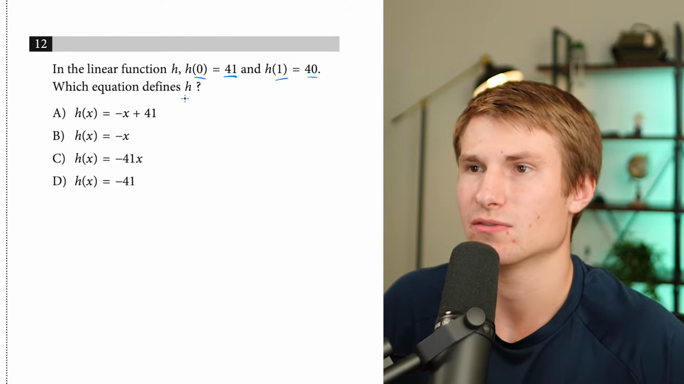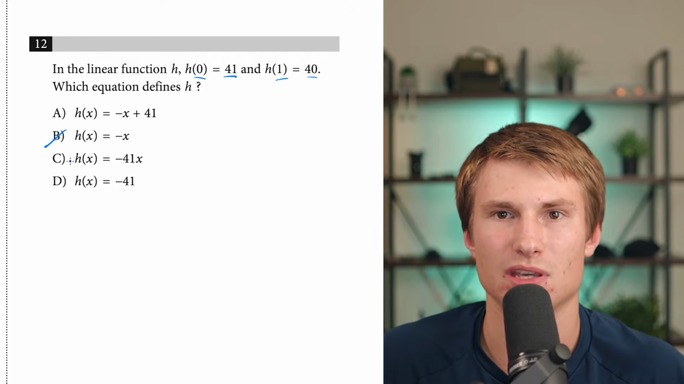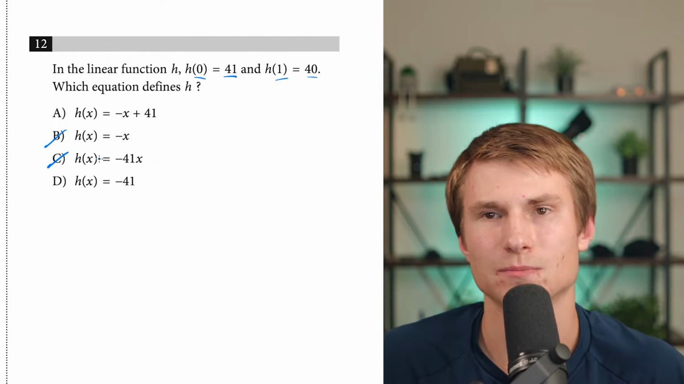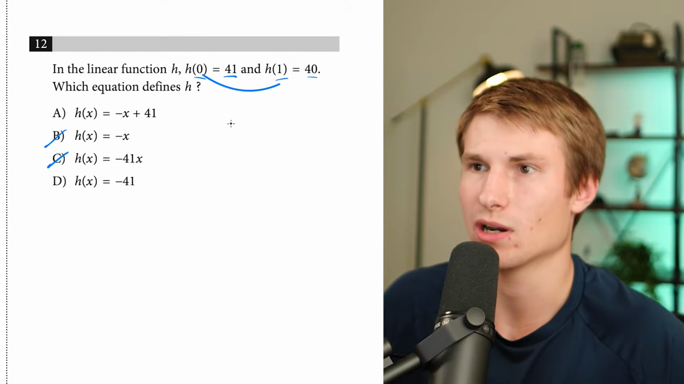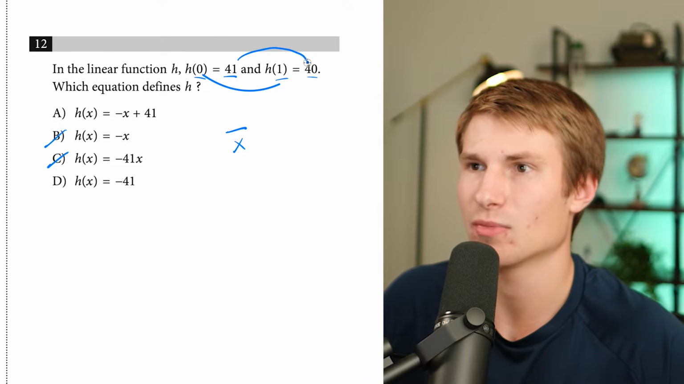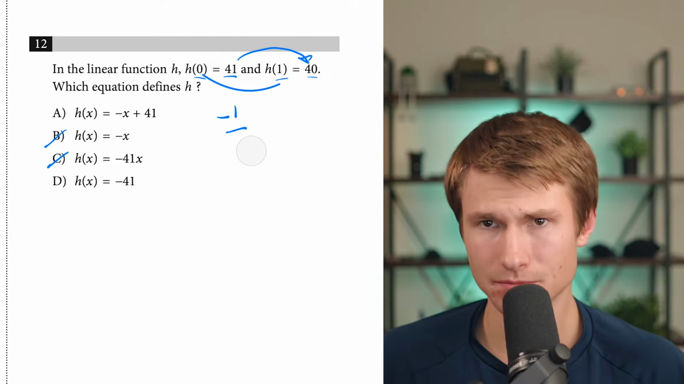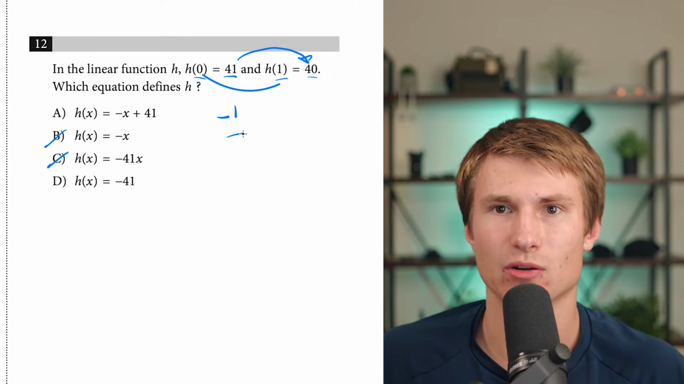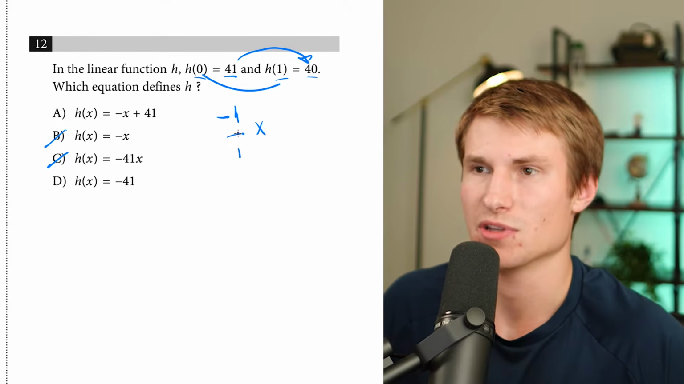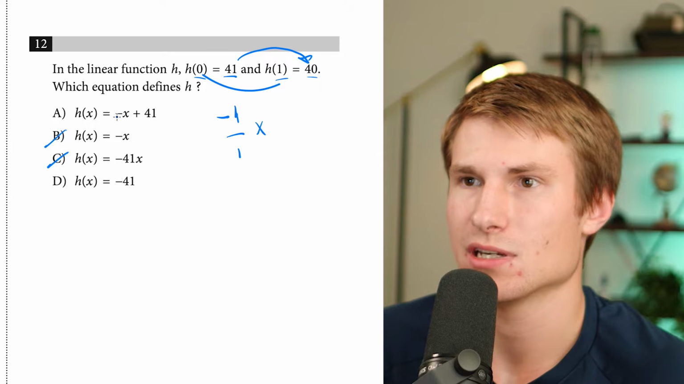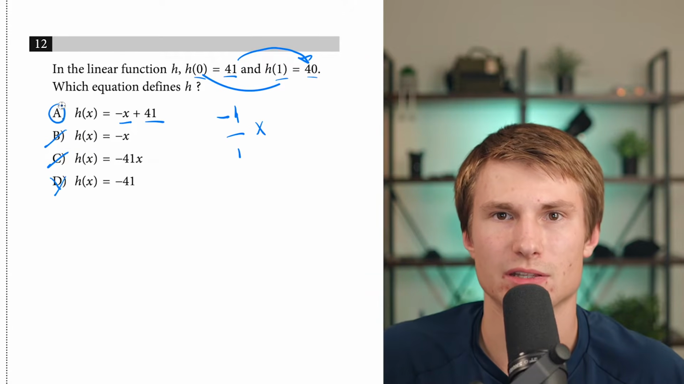Which equation defines h? Okay, so we know we have a y-intercept of 41, so we can get rid of b, and we can get rid of c as well. Now, we also know that we have a slope, because we're going from 0 to 1 on our x, and then we are going down by 1. So our slope must be negative 1 over 1, that should have been over 1, not an x. Negative 1 over 1x would be that slope. So if you look at our options here, we've got negative x for our slope plus 41 for our y-intercept. So our answer there would be A.